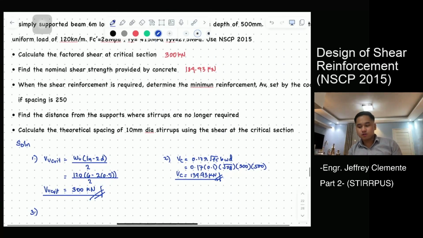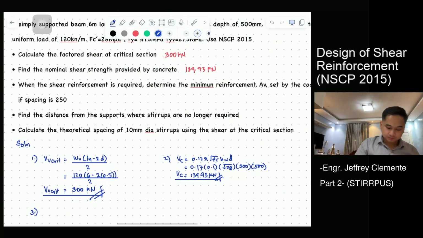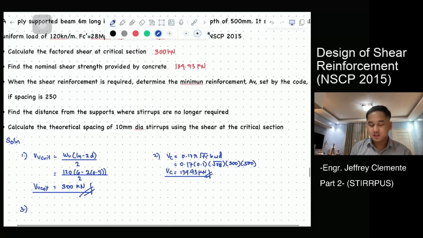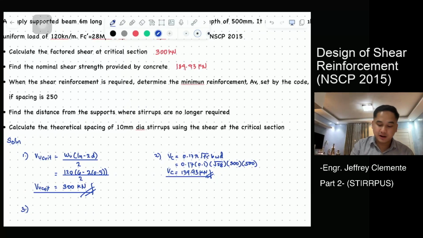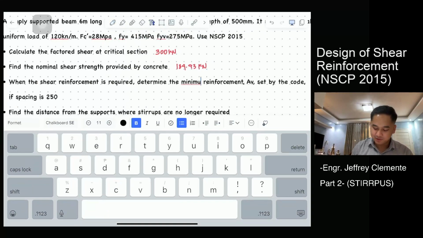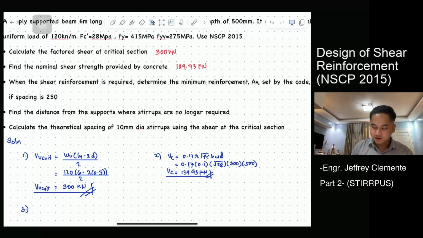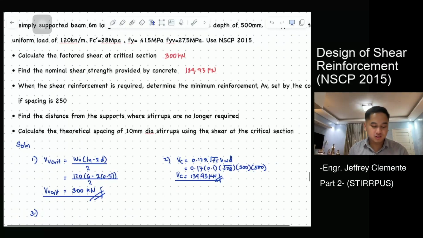So proceed to third question. When the shear reinforcement is required, determine the minimum reinforcement. Minimum. Oh, typo pala. Minimum reinforcement Av min set by the code if spacing is 250 mm. Paano yan?